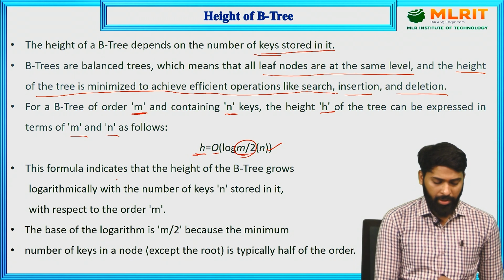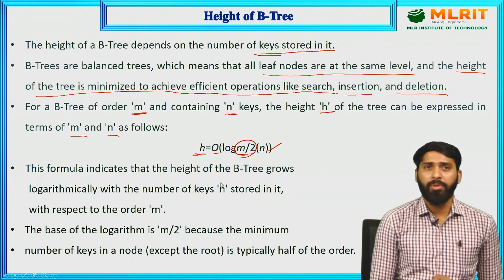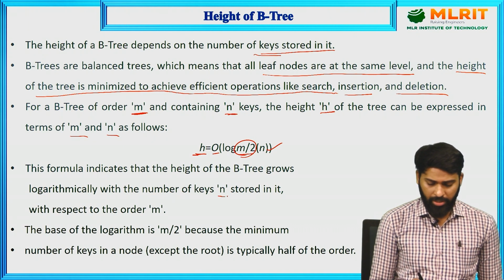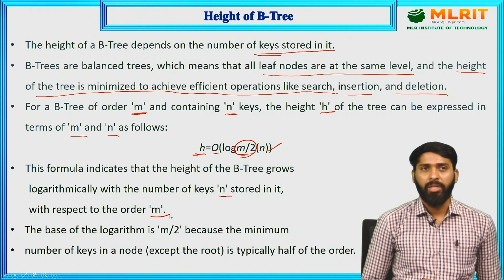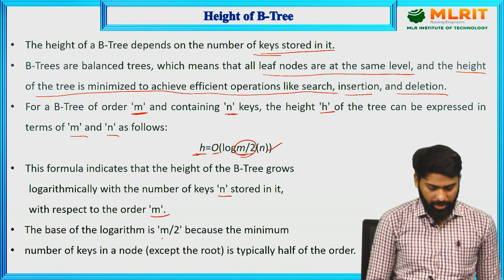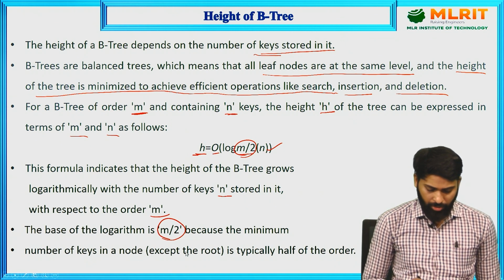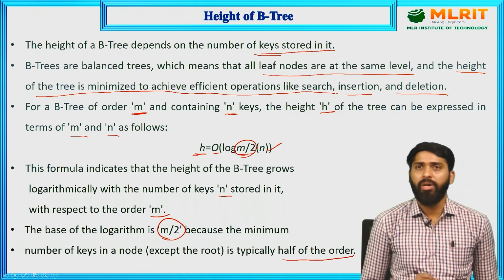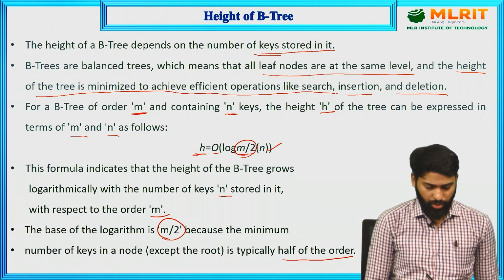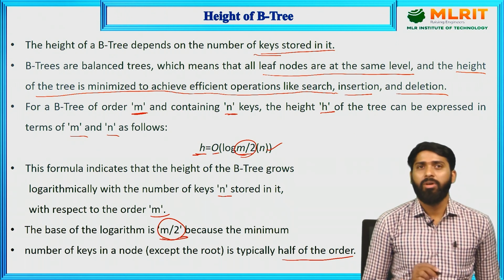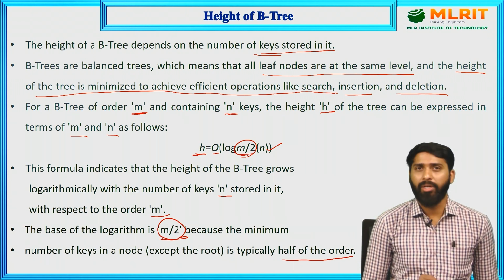This formula indicates that the height of a B tree grows logarithmically with the number of keys n stored in it with respect to the order m. The base of the logarithm is m by 2, because the minimum number of keys in a node is typically half of the order, so at least we store more than one key. So, height equals big O of log base m by 2 of n.